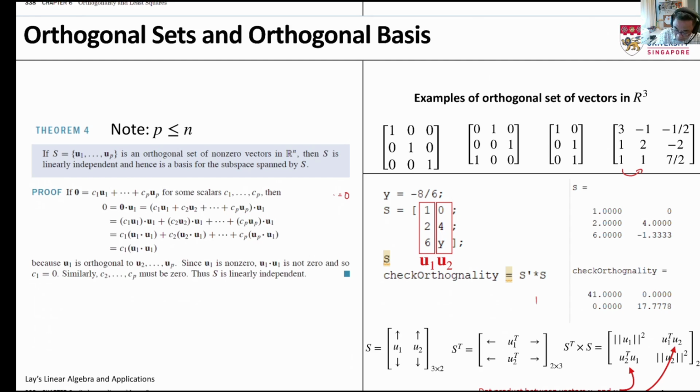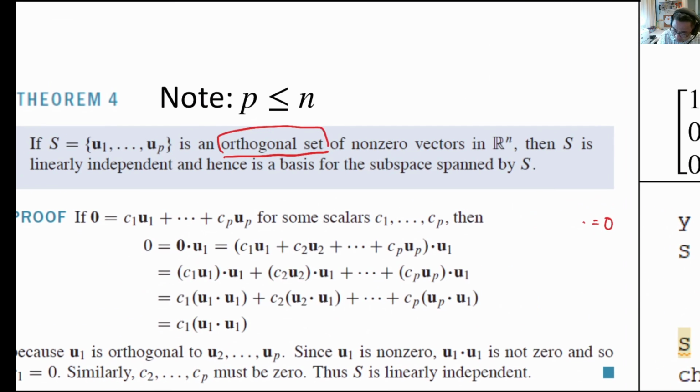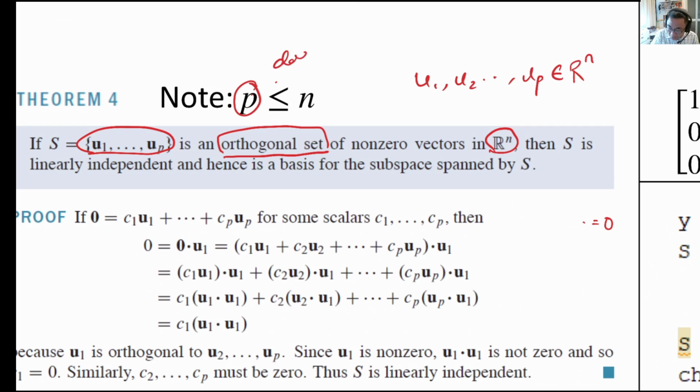So let's visit the definition again. An orthogonal set is a set of vectors such that all pairs are orthogonal to each other. The vectors u1, u2, and so on up to up, all belong to Rn, n-dimensional vectors. However, p does not need to be equal to n.